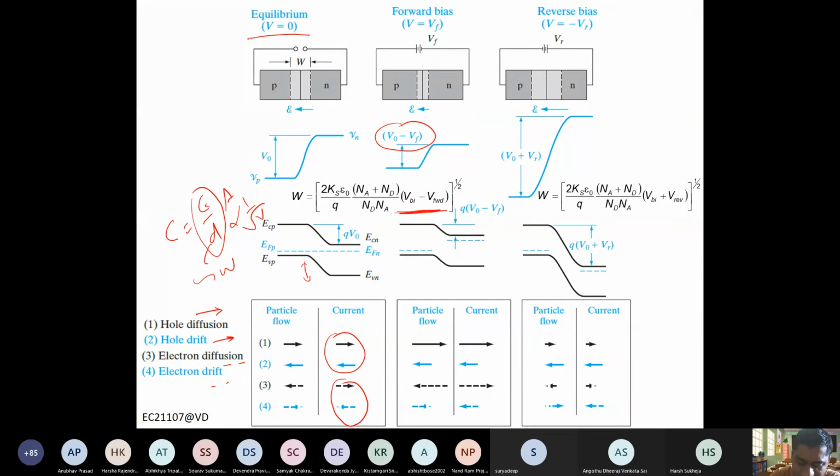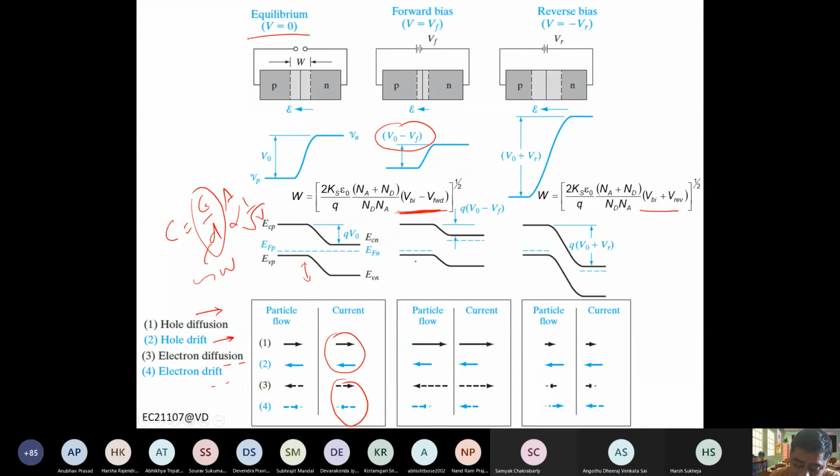Now in forward bias, of course, it is VBI minus V forward, so we don't increase much. But if you see reverse bias and you apply a voltage of a few volts, then it's already more than VBI, right? So you can approximate it to be the square root of just the applied voltage. Otherwise, the exact expression will be, of course, V built-in plus V reverse bias.